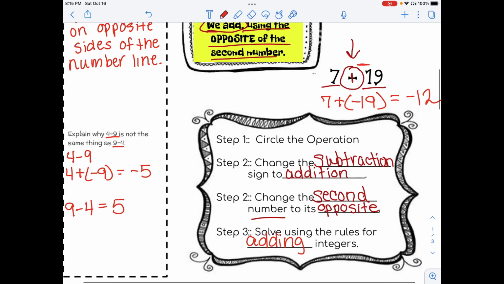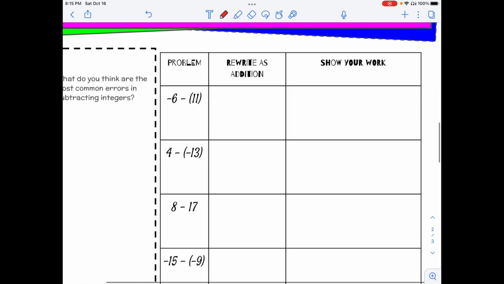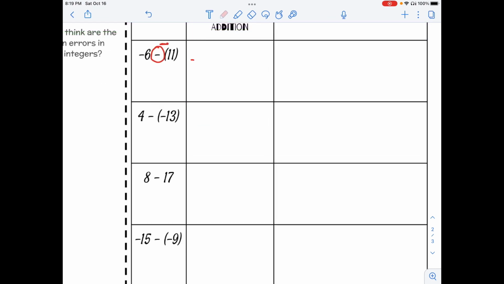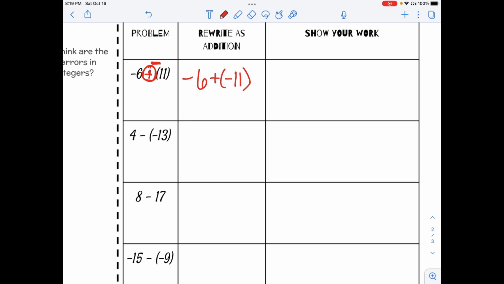You get different values. Okay, let's go and do some practice problems. Remember, we keep the first number the same, circle our operation, change it to a plus, and change the second number to its opposite. So I'm going to have negative 6 plus negative 11. And there is my rewrite as an addition problem. Now negative 6 plus negative 11 gives me negative 17.